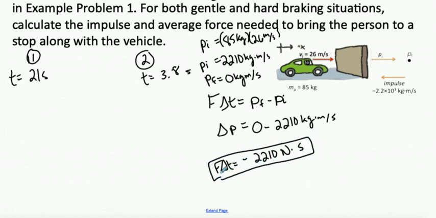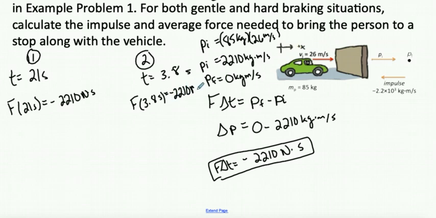Now we want to figure out our forces in scenario 1, which would be the gentle stopping, and scenario 2, which would be the more abrupt stopping. Okay, so we'll have F times our 21 seconds is going to be equal to negative 2210 Newton seconds for scenario 1. And scenario 2, we will have F times 3.8 seconds is equal to negative 2,210 Newton seconds. Okay? So we're going to divide these out here, and we will get our answer for both of them.